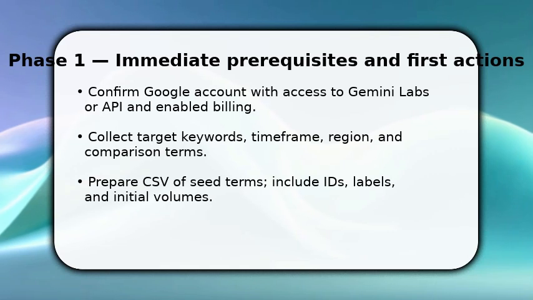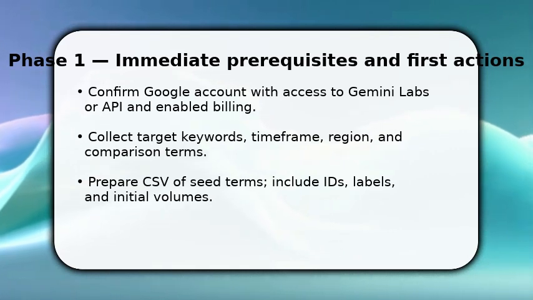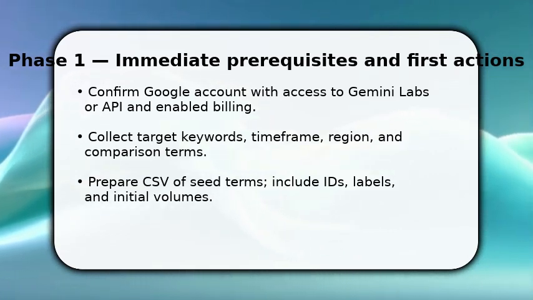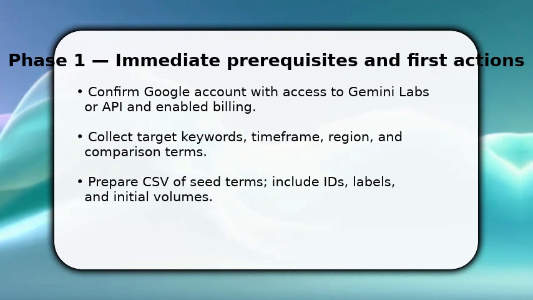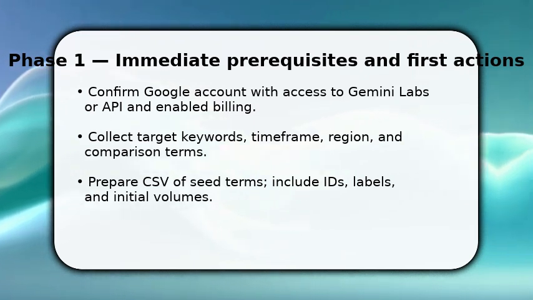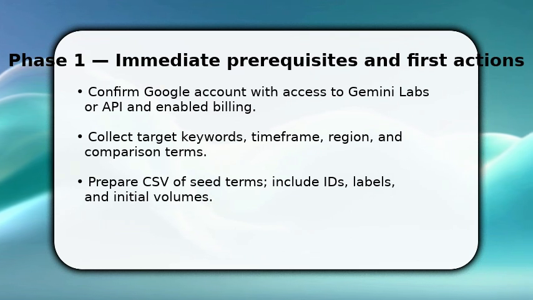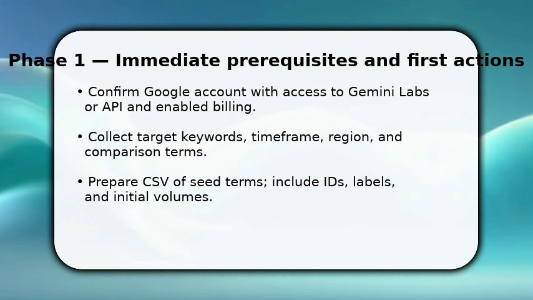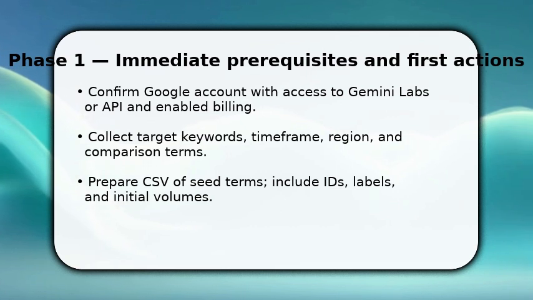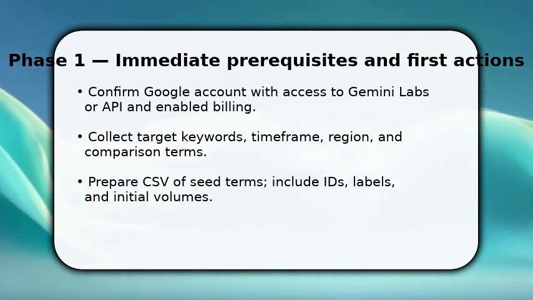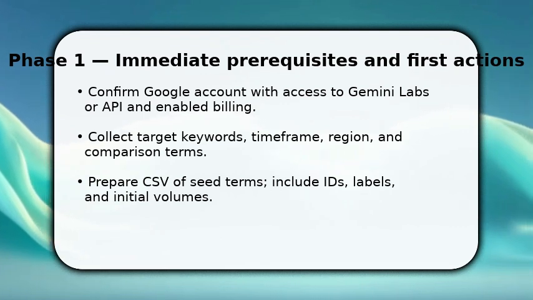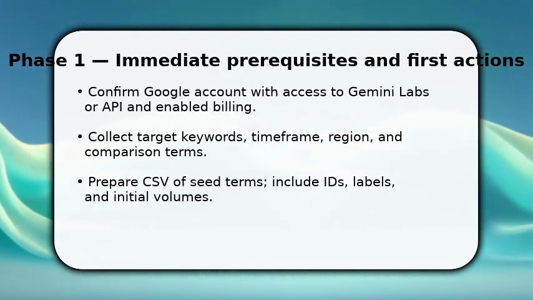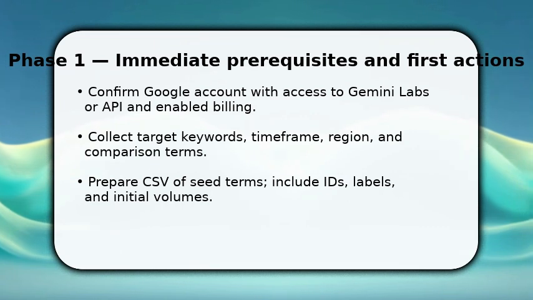You start by confirming access. Sign into the Google account with Gemini Access and enable billing. Next, gather your working inputs: keywords, timeframe, region, and any comparison terms, because these shape the trend output. Once done, export or prepare a CSV of seed terms with ID, labels, and initial volumes so automation can read them. Make sure to choose a sensible timeframe. Short windows show spikes, longer windows show sustained interest. Now you're ready to call the trend pipeline.